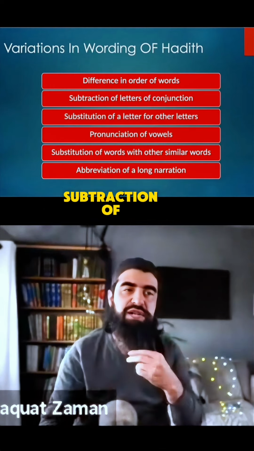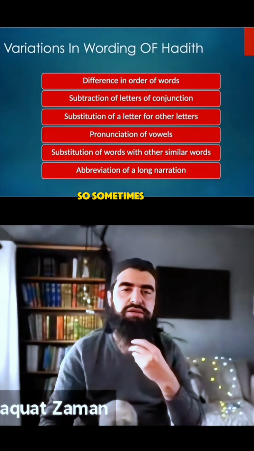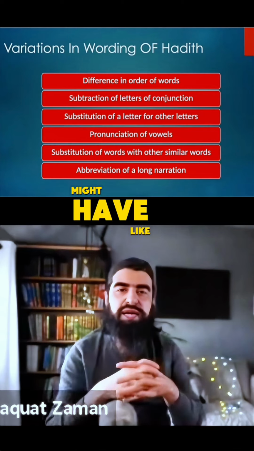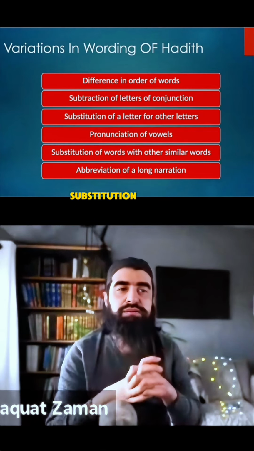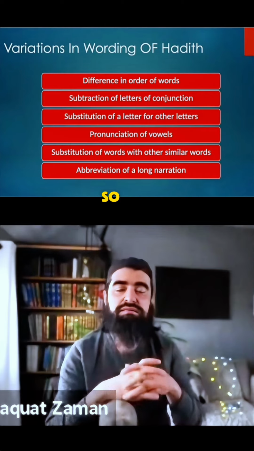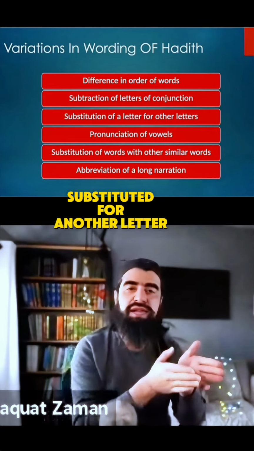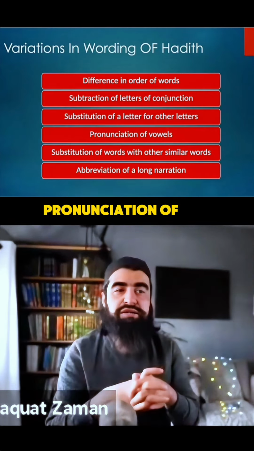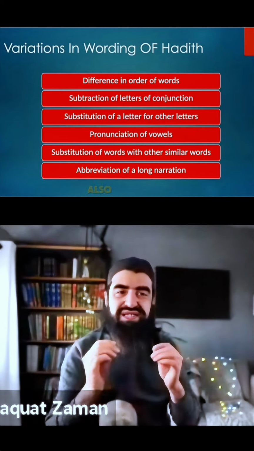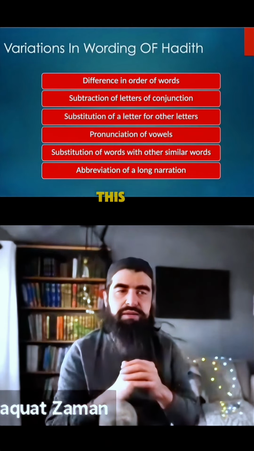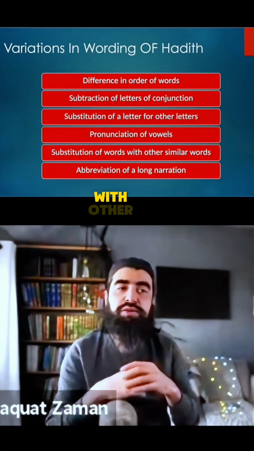Number two, subtraction of letters of conjunction, right? Sometimes you might have wows missing or fas missing, some types of words. Substitution of a letter for other letters. So one letter is substituted for another letter, but it preserves the overall meaning. Pronunciation of vowels, right? This also, I'll show you an example of a bit later. Substitution of words with other similar words.